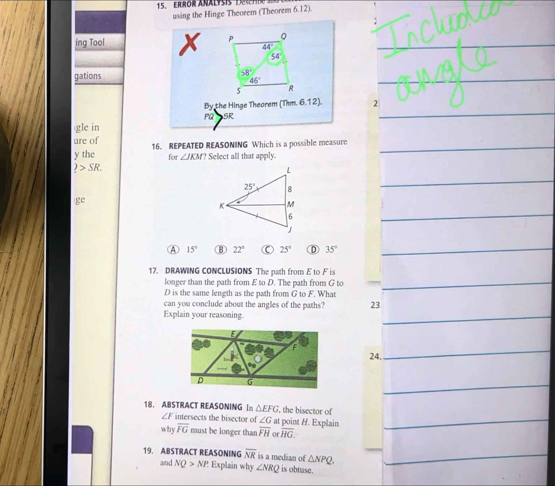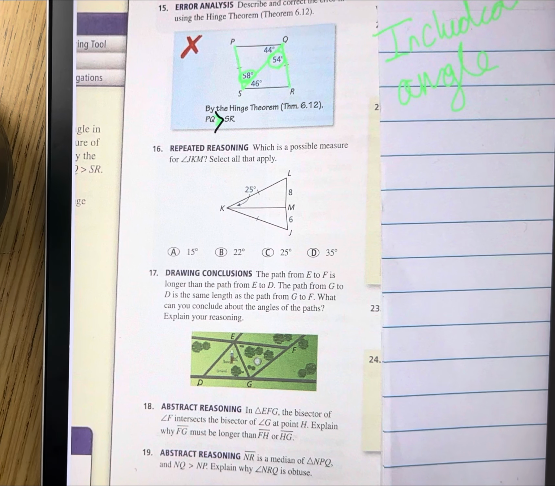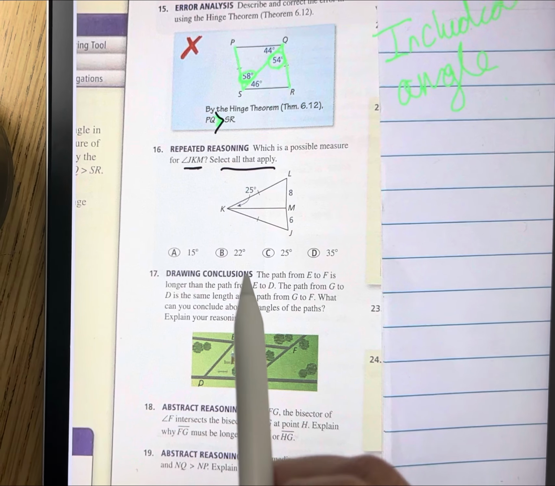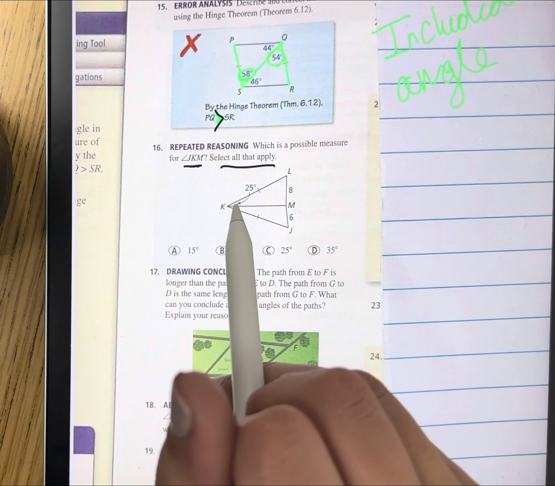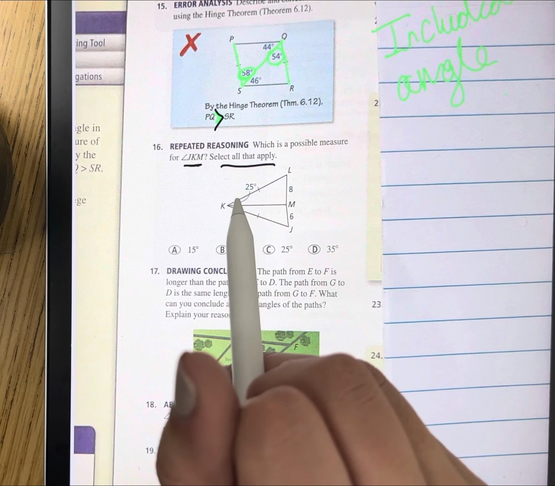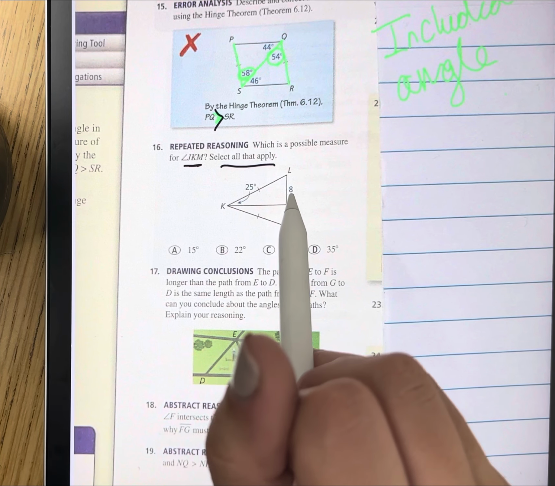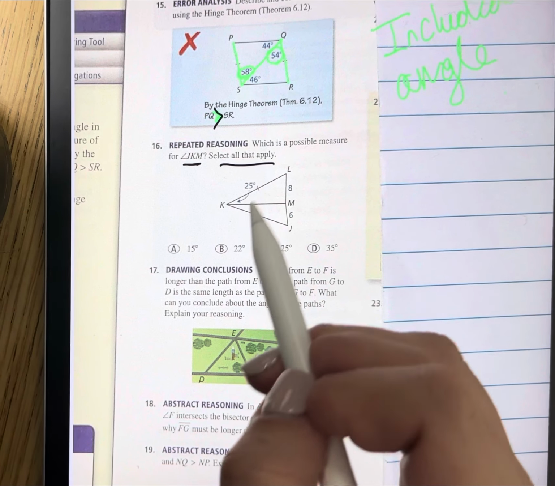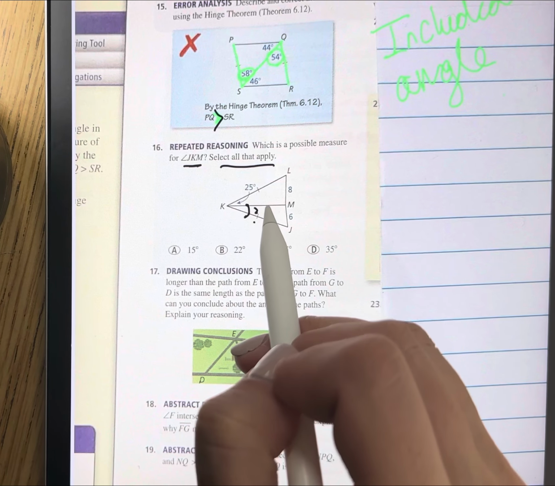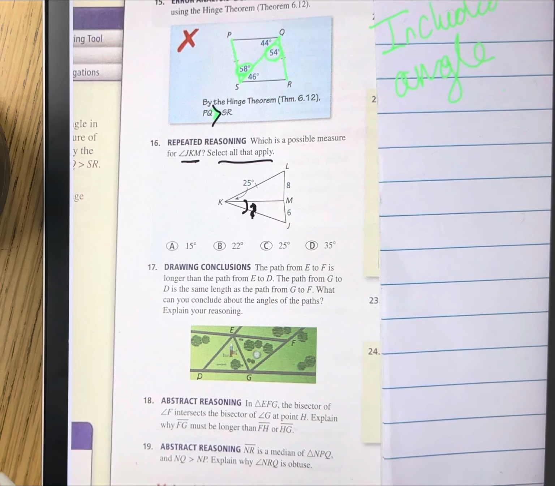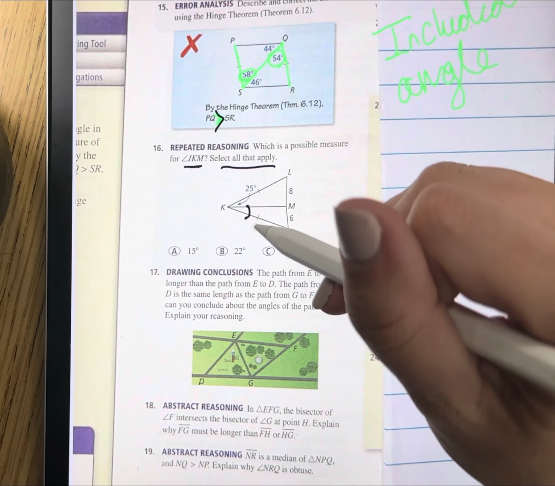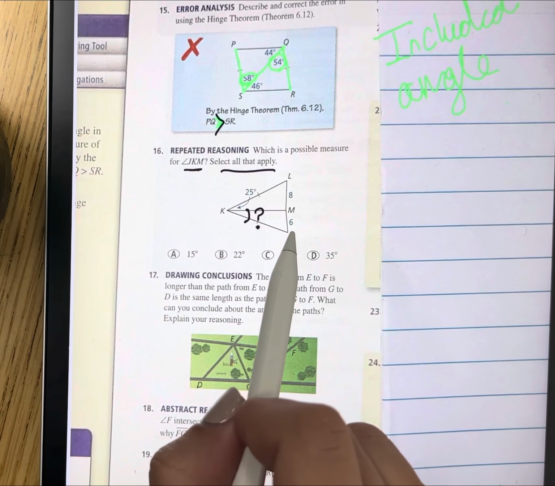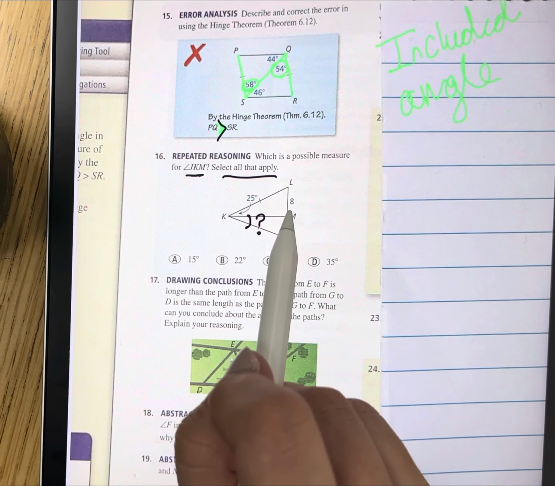And then for 16, we have to figure out what's a possible measure for JKM and select all that apply. So looking here, I've got a side congruent to a side. I have another side that's reflexive. Then I have a 25-degree angle across from 8, and then an unknown angle across from 6. And all I know about this unknown angle, okay, that's supposed to be a question mark and it doesn't look like one. All I know about it is that it's less than 25 because 6 is less than 8.